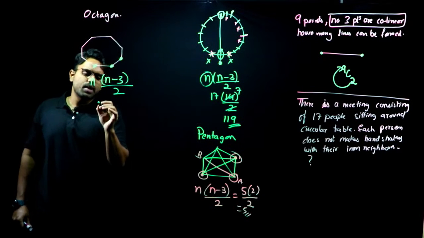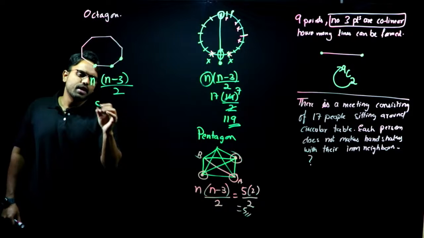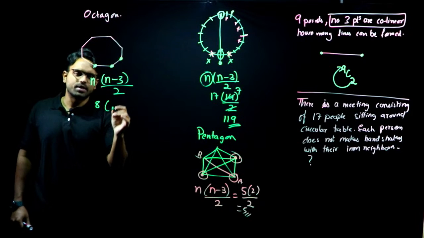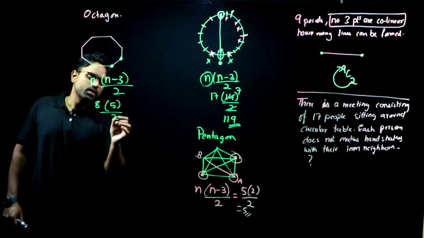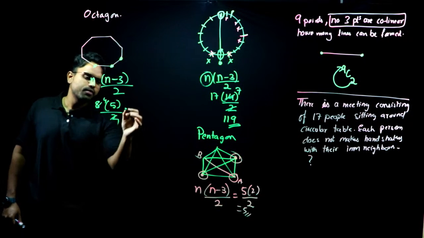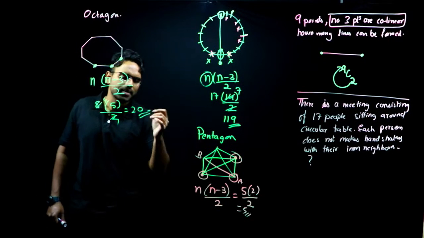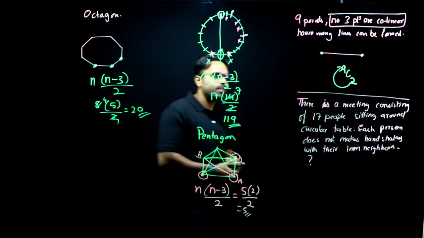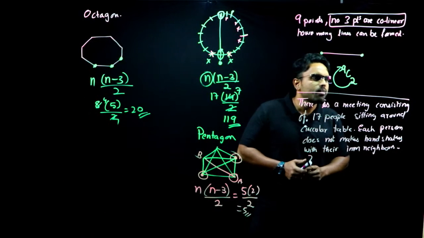Yes. So this will give me how much? n is 8 points I have. 8 into 8 minus 3 is how much? 5. 5 divided by 2. This is 2 one times, this is 4 times. 5 and 4 is 20. I have 20 diagonals straight. Yes. Dharani, beautiful answer.